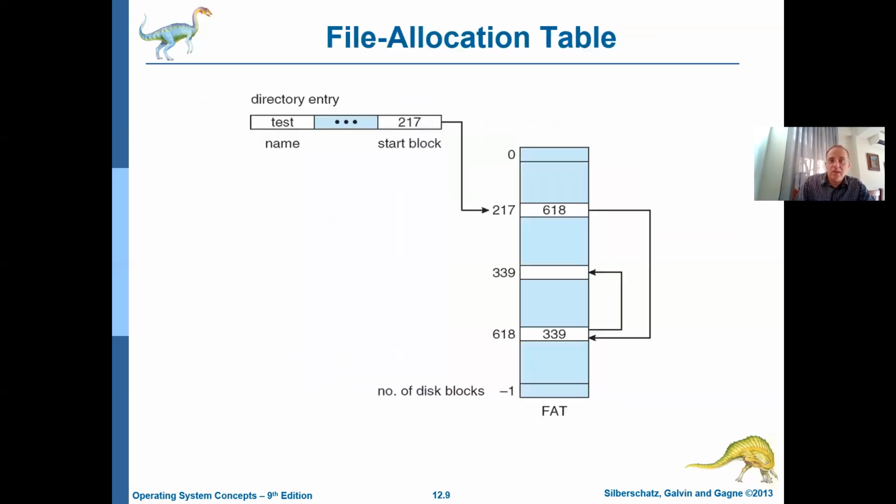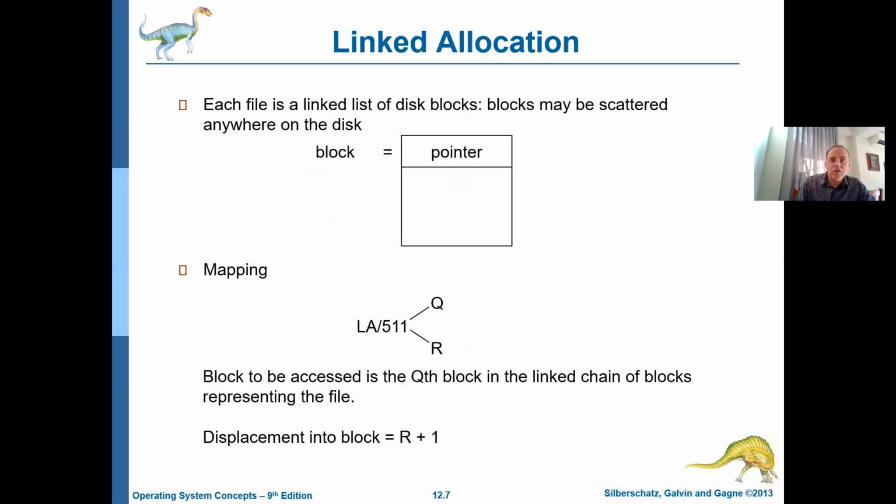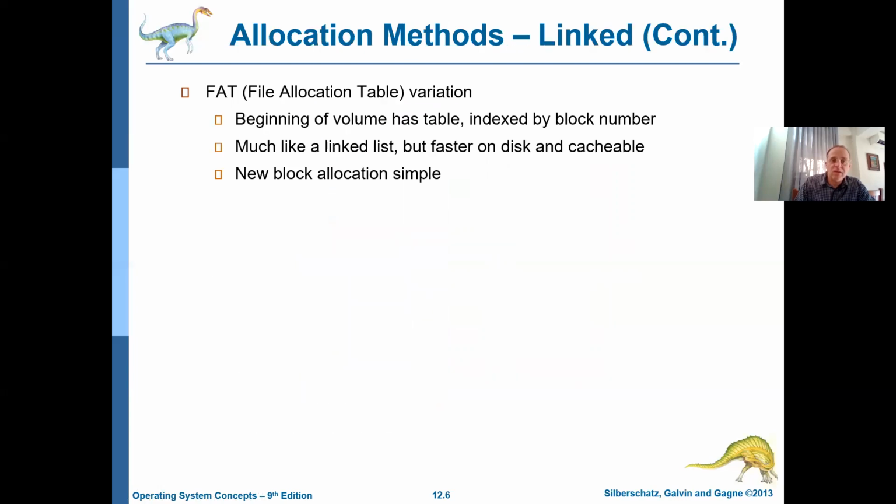Okay. Where were we? So that's the linked. Then there's another system called FAT, F-A-T, File Allocation Table. At the beginning of the volume, or the volume here just means the beginning of the disk, it has a table, a file allocation table, which is indexed by block number. In other words, the indexes in the table represent block number. So if I want to go to block number 20, I just simply go down 20 rows.